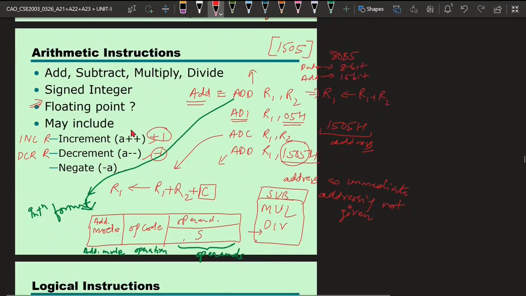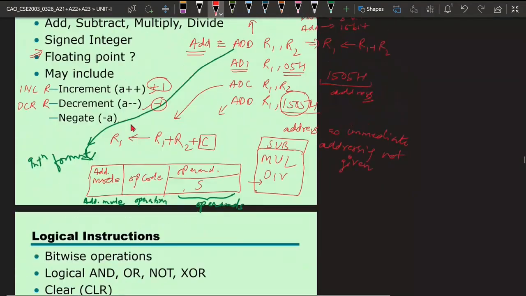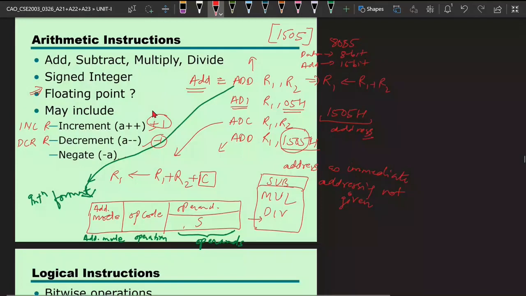So these are the basics of arithmetic instructions. All these instructions we will see once we go on to study assembly language programming. Basically, in that we will be using these instructions, and there you will be able to see how these instructions can be used practically. So in terms of assembly language programming, we will see that.